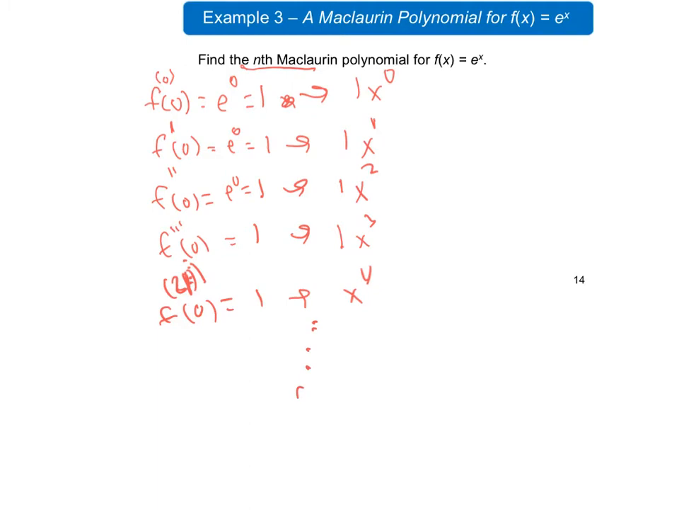Find the nth Maclaurin polynomial. So let me go all the way to the nth derivative at 0. Still a 1. And that'll turn into a 1x to the n.